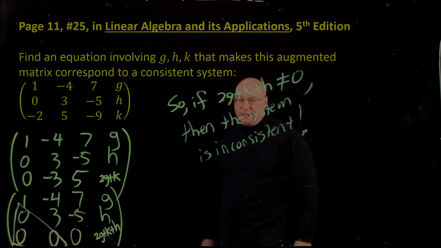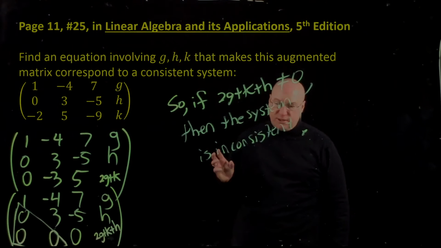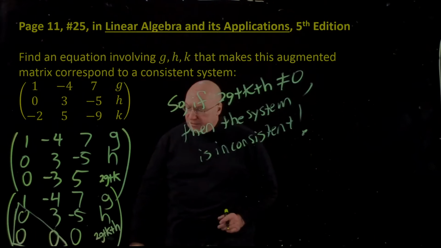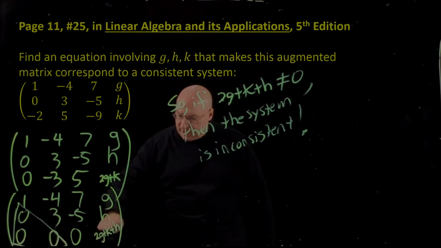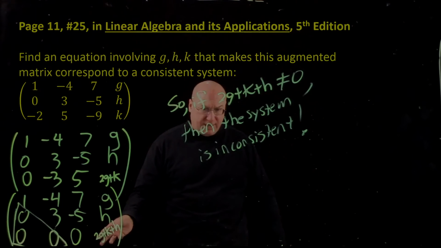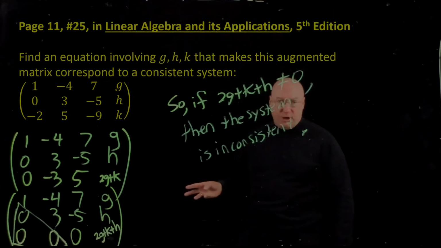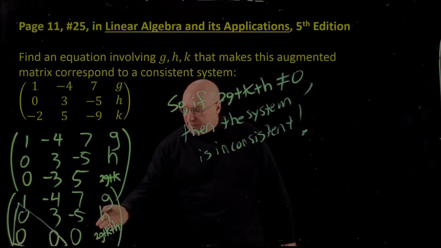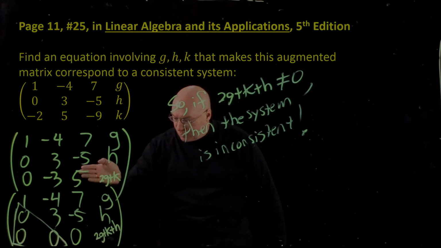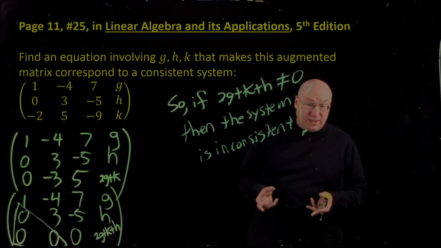Okay? So what does it say here? It says find an equation involving g, h, and k that makes the corresponding system consistent. Well, I can tell you right now that if we had a row of all zeros down here, that would just say 0 equals 0, and there's nothing wrong with that, right? It just says that this third equation isn't giving us any information. We will learn later on that as long as we don't have a row of all zeros equaling a non-zero number, which we don't up above, then the system is consistent and actually has infinitely many solutions.